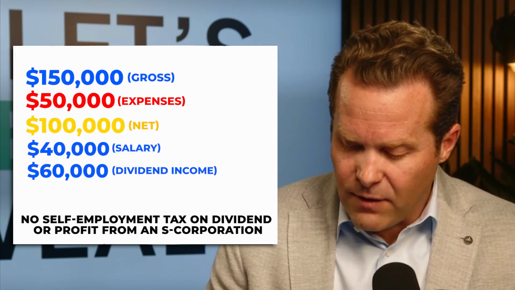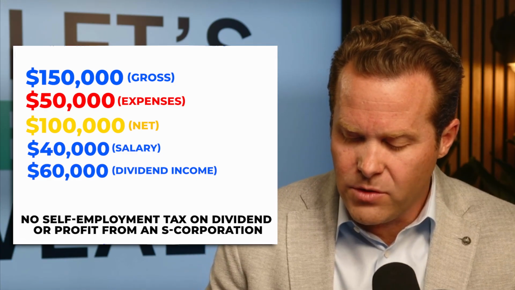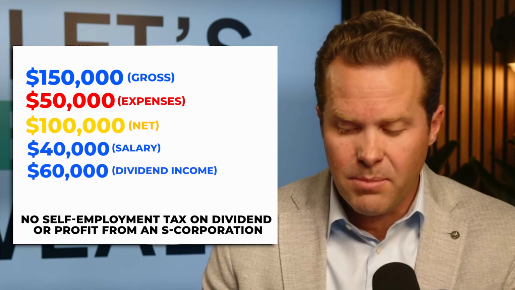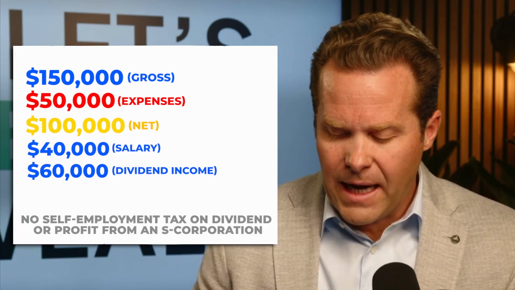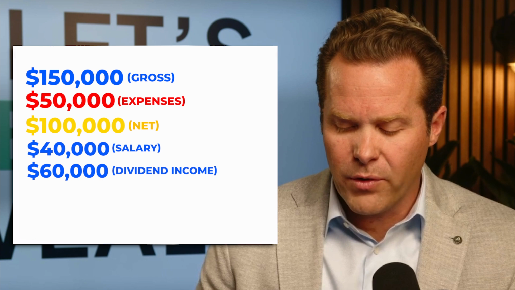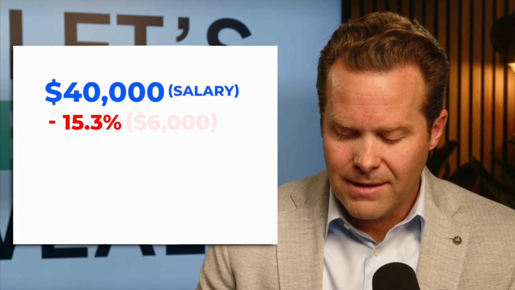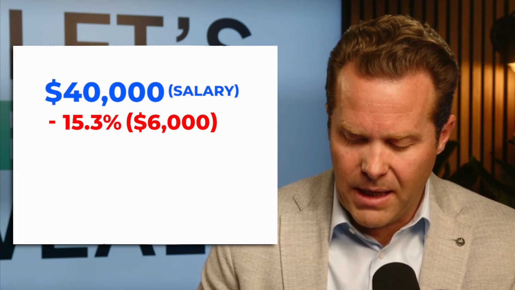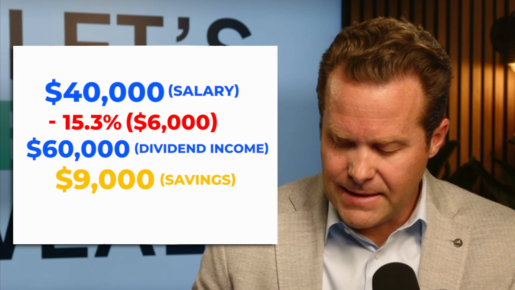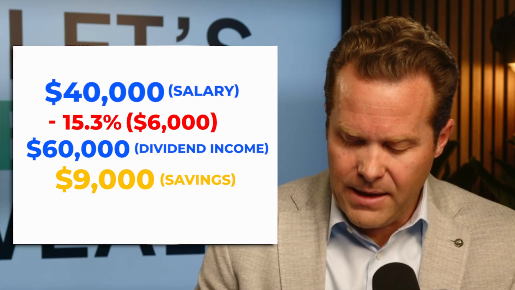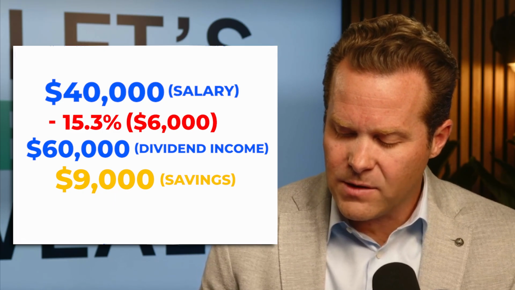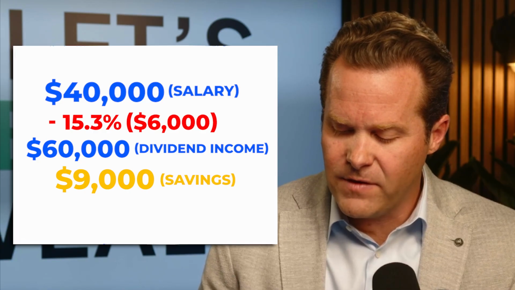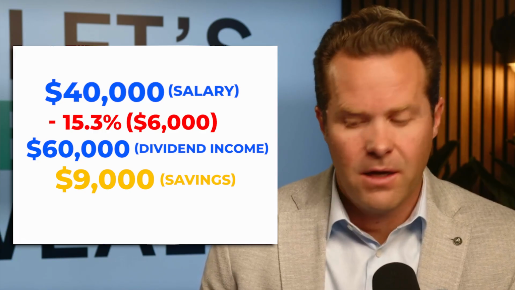I only have to pay self-employment tax on the W-2 wage that I took, because I did work in the business, and I get to take a W-2 when I do the S corporation. But now I'm only paying 15.3% on $40,000. That's like $6,000 that I'm paying. In other words, my savings here is $9,000. I only had to pay the $6K over here, but I got to save over here. No self-employment tax was due on the $60,000. That's a 15.3% savings. All right. So that's why I do an S corporation.